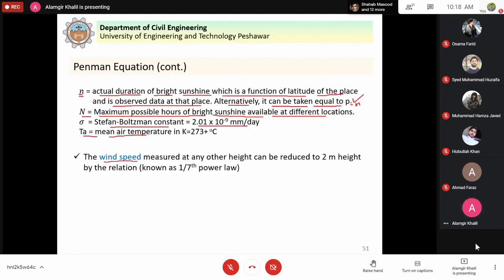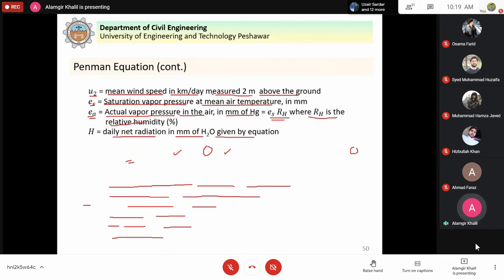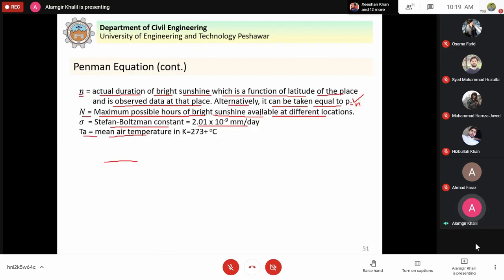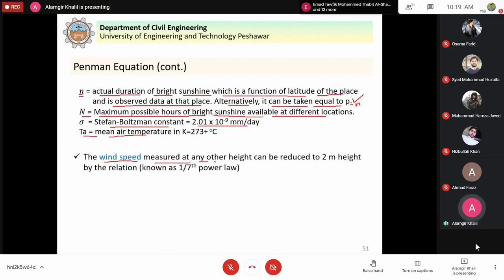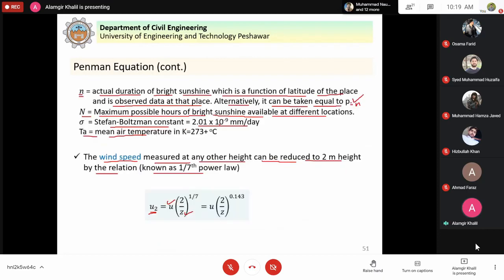Now the wind speed that we have to include here, you see, is U2, wind speed in kilometer per day measured 2 meter above the ground. So if the wind speed is measured at any other height, it can be reduced to 2 meter height by the relationship. This is the formula available. So this is the wind speed at any height z. It can be reduced to U2, the wind speed at 2 meter above the ground here. So these are the different parameters in the Penman equation.